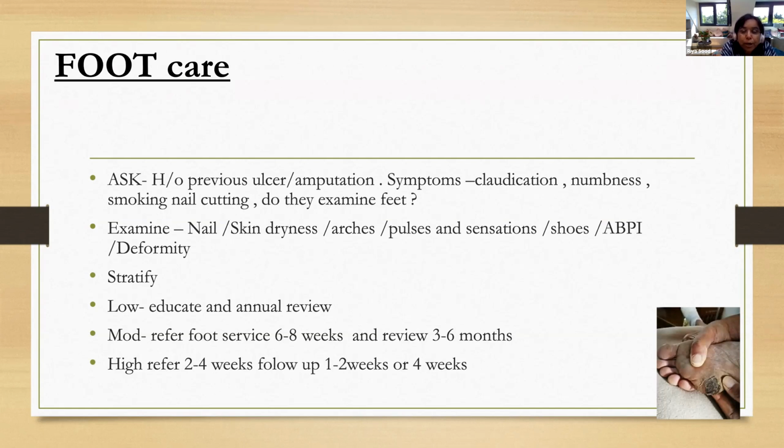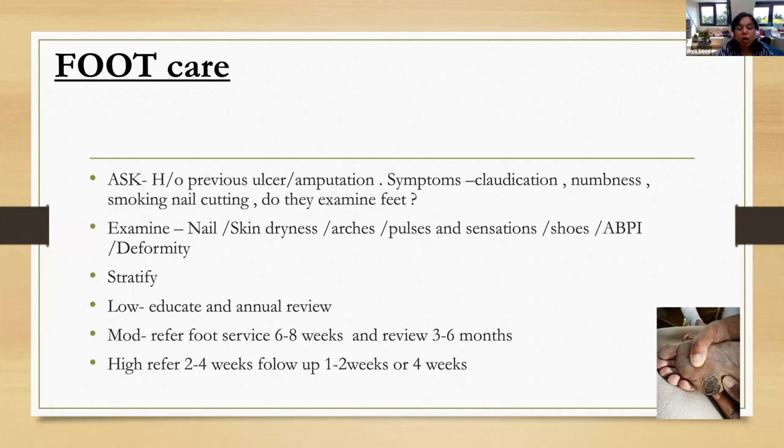When you see somebody for annual review, just check if they've got a previous ulcer or amputation, because that automatically puts them at high risk. You don't even have to ask any other questions. If they've had a previous ulcer or amputation, they're high risk. For patients that have not had that, you've got to check if they're having claudication pain. By claudication pain, I mean a pain in the calf that comes when they walk, which stops when they stop walking. That means their blood vessels are affected. It's like having angina in the heart: when you walk, you get chest pain because the arteries are blocked. Similarly, in the leg, it's like having angina in the leg.